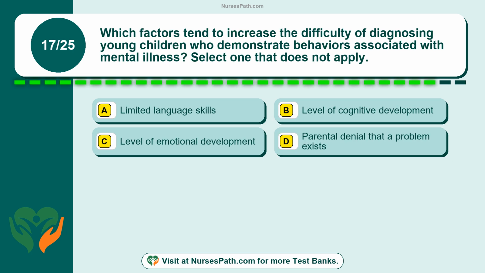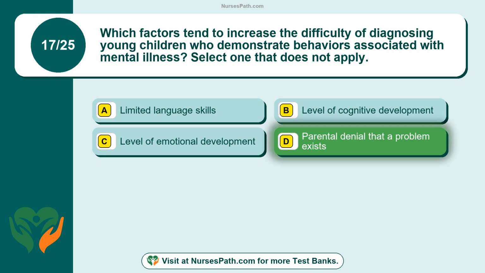Question 17. Which factors tend to increase the difficulty of diagnosing young children who demonstrate behaviors associated with mental illness? Select one that does not apply. Option A. Limited language skills. Option B. Level of cognitive development. Option C. Level of emotional development. Option D. Parental denial that a problem exists. The correct answer is option D. Parental denial that a problem exists.